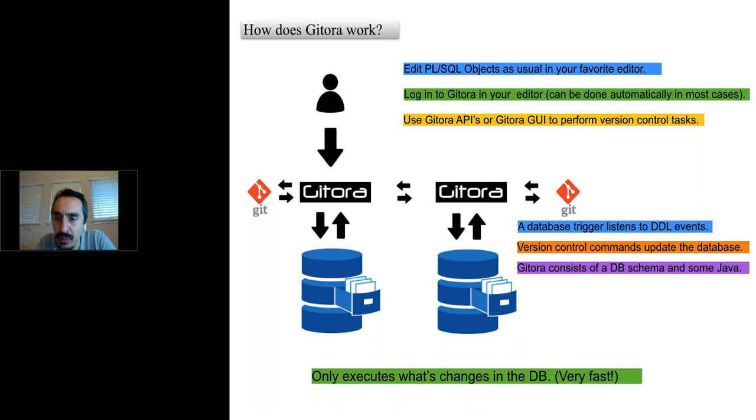Mohammed has a question. Hi, Mohammed. How will Gitora interact with different DB servers? Each Gitora installation interacts with one database server, and the two database servers don't communicate with each other, but two separate Gitora installations communicate with each other. So if you want to pull code from one database to the other, say from development to test, both have to have Gitora, and then in the demo we're going to show you connect to the development Gitora and pull code from it.